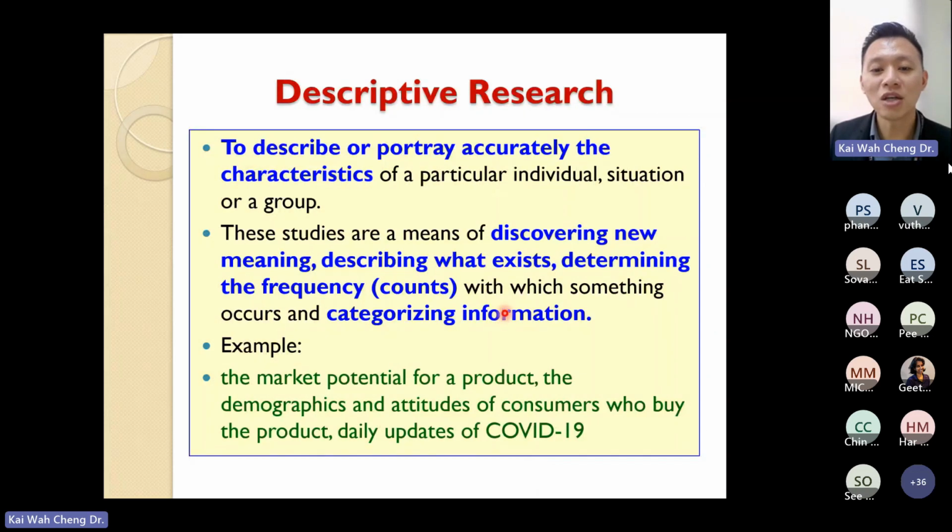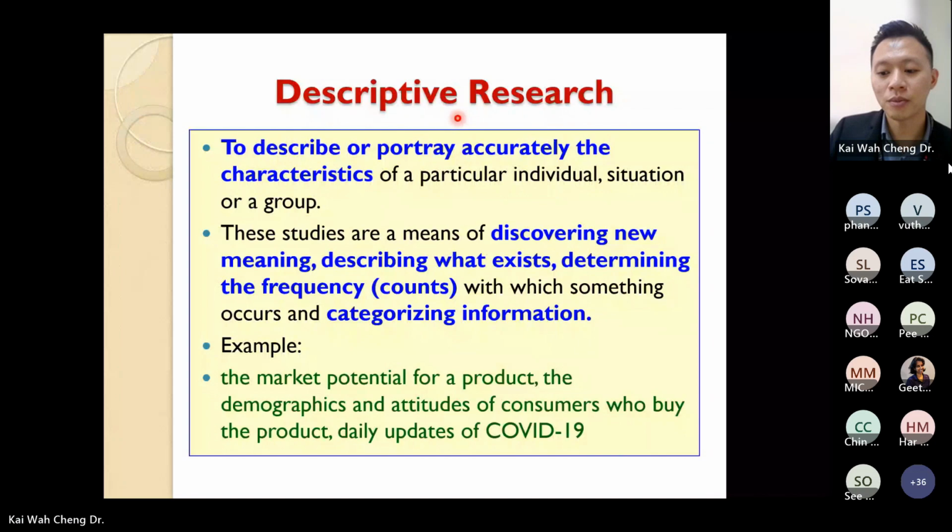Because basically you conduct the entire research by using the frequency or the number of counts throughout the research. So this is the example for descriptive research because you are counting, you are using numbers to conduct the research.